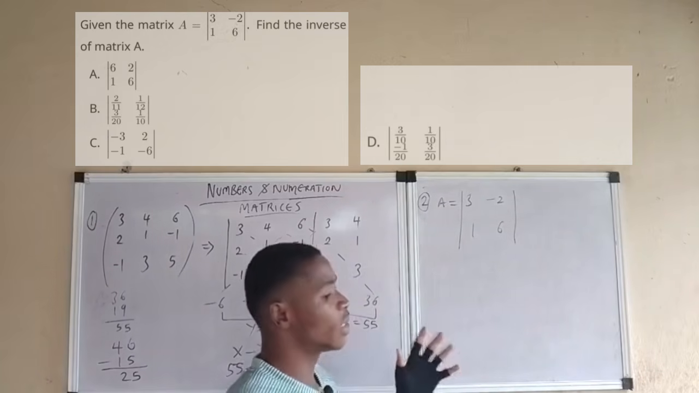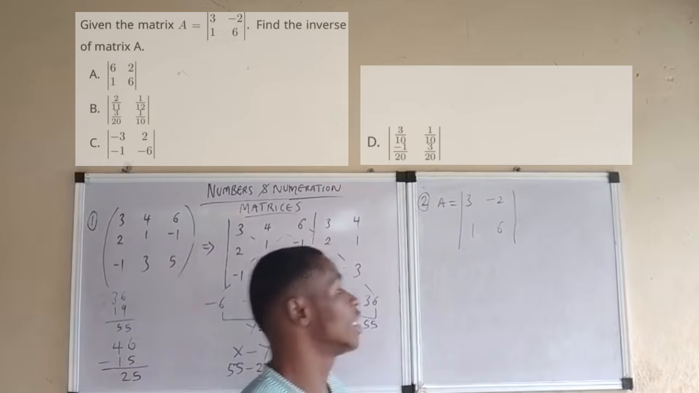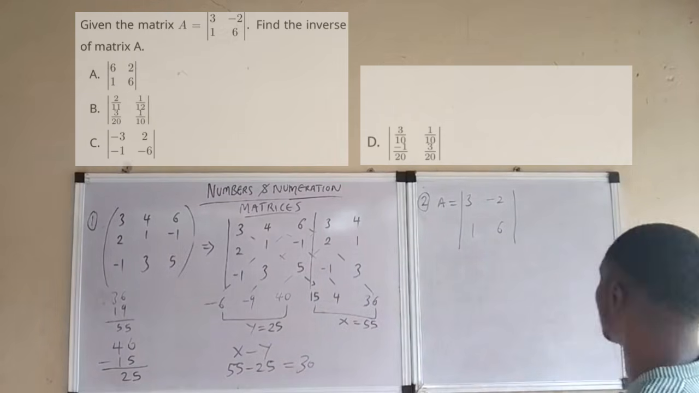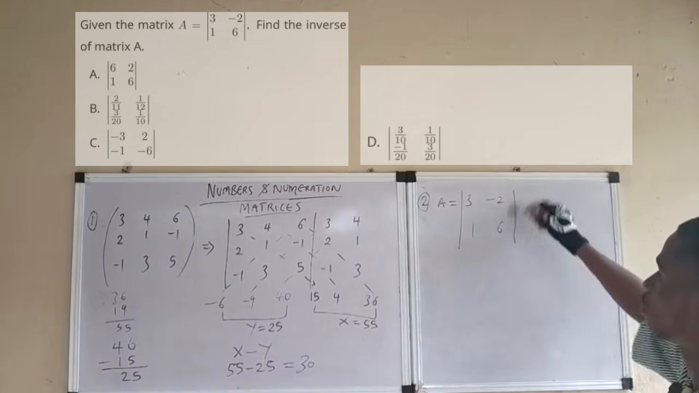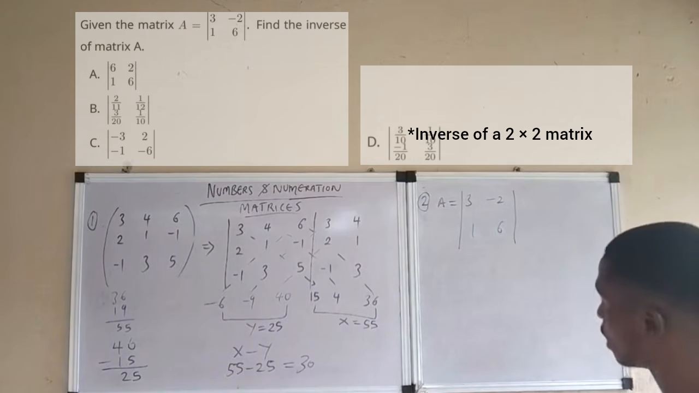Now, what will be the name of this matrix? This matrix here is a 2 by 2 matrix, because it has 2 rows and 2 columns. You understand? So how do you solve for the inverse of a 2 by 2 matrix?